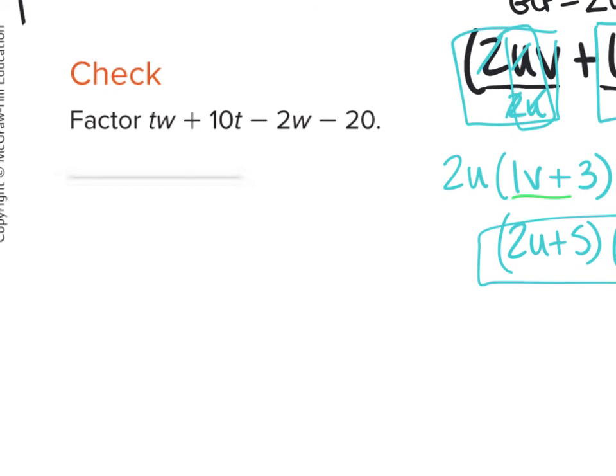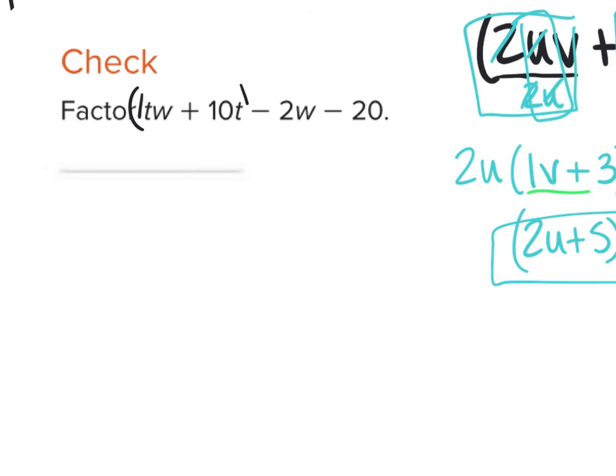Yeah, so first of all, see the TW at the front? What number could we put in front of that? 1, because I think that helps you guys visualize what we're talking about. All right, there's 4 parts, right? So what do I need to do first? Split it up like this. Okay, now find our greatest common factors.